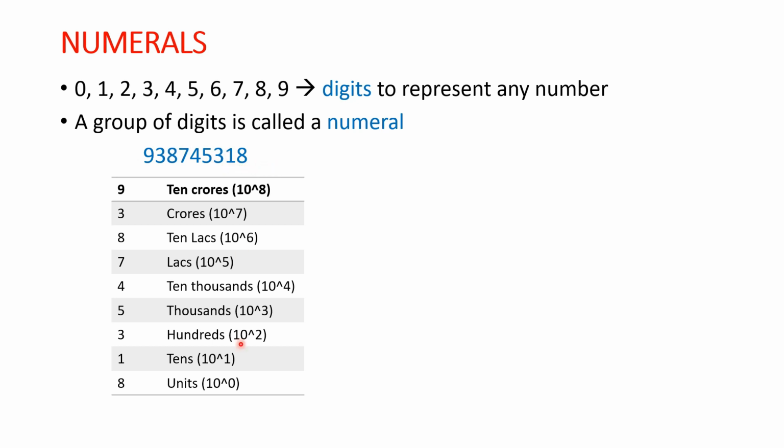Here 8 is in the place of units and 1 is in the place of tens, 3 is in the place of hundreds, 5 is in the place of thousands, 4 is in the place of 10,000s, 7 is in the place of lakh, 8 is in the place of 10 lakh, 3 is in the place of crores and 9 is in the place of 10 crores.